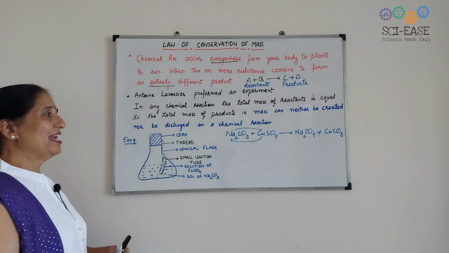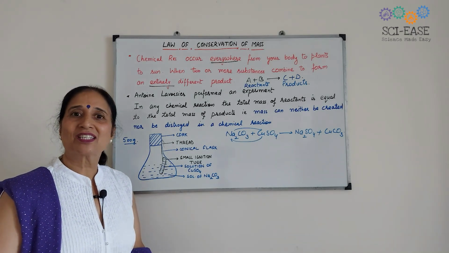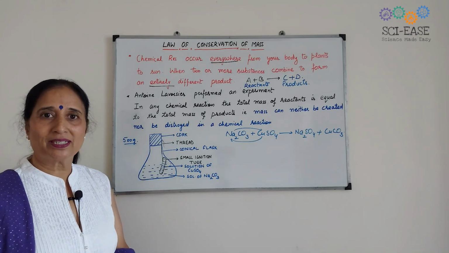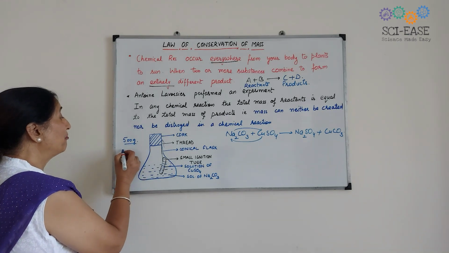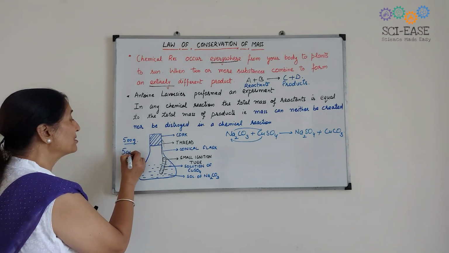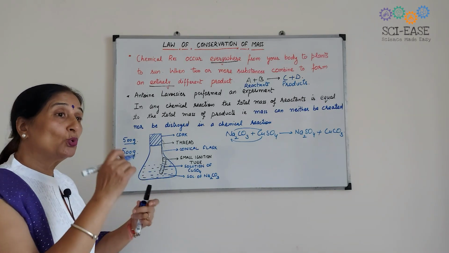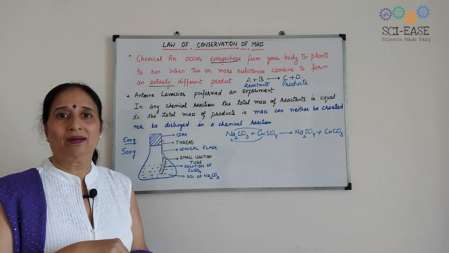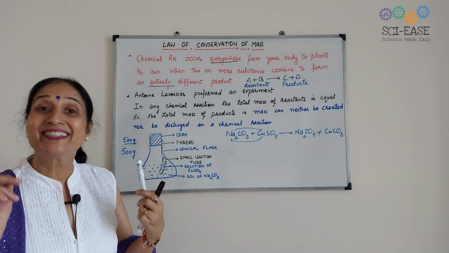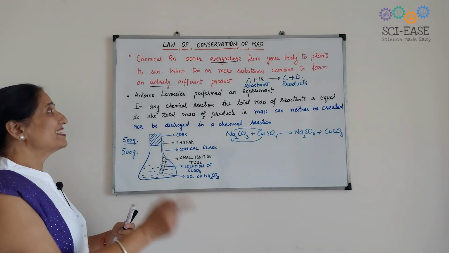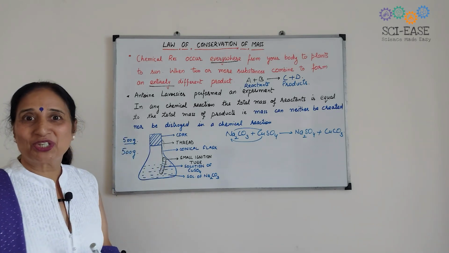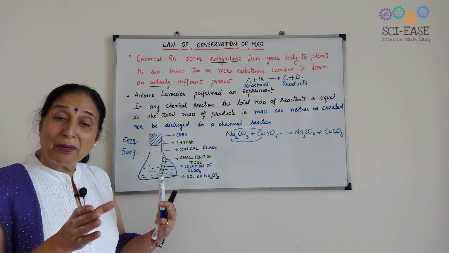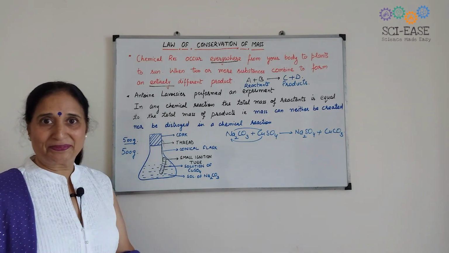Now again weigh this conical flask along with the contents, along with the products which are formed. This comes out to be 500 grams again. Neither will 1 gram be less, nor will 1 gram be more. So what is this? This is the law of conservation of mass. This means the mass has been conserved.